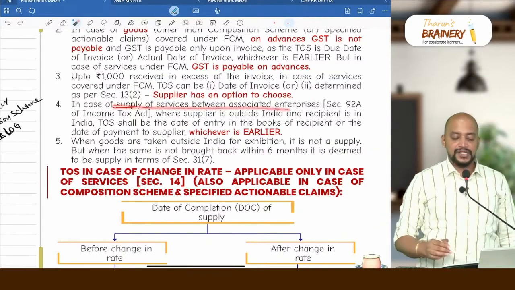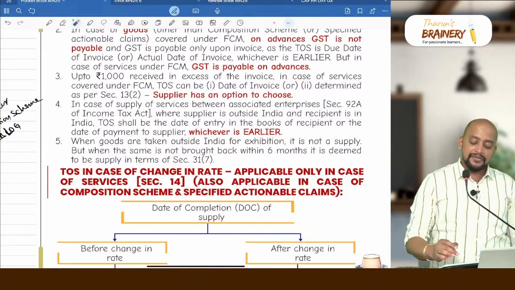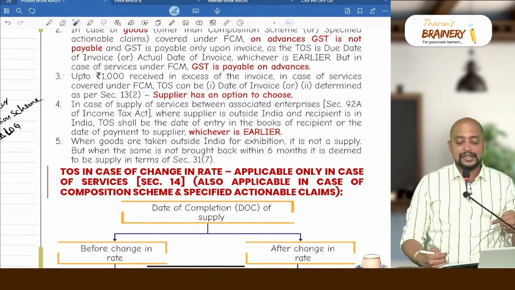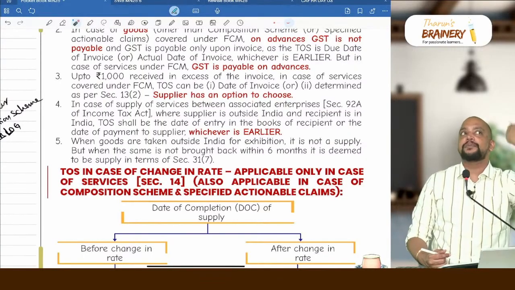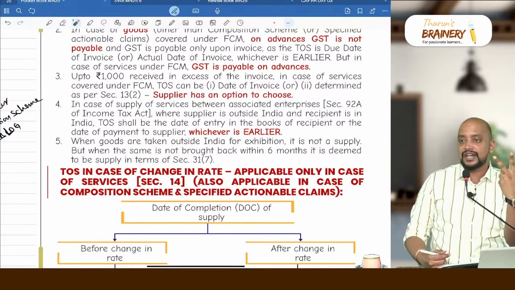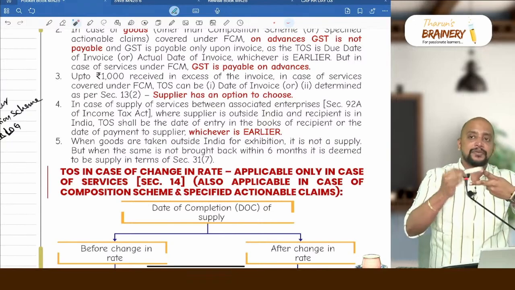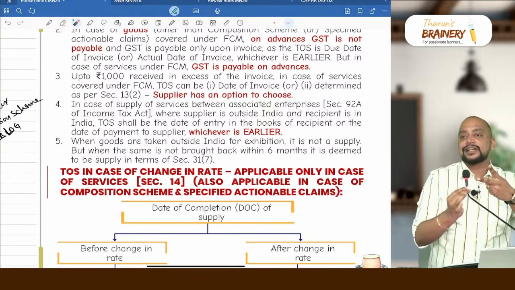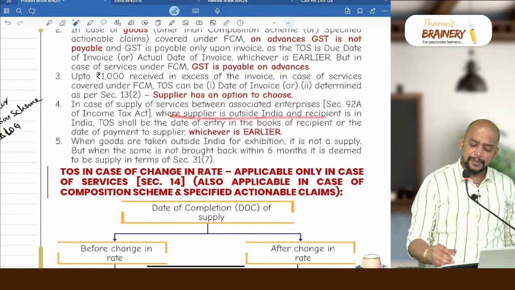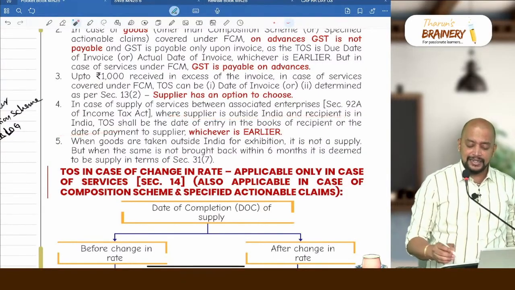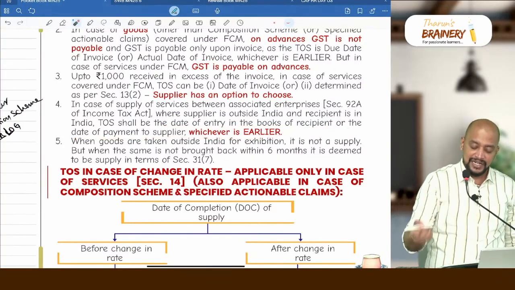Then in case of supply of services between associated enterprises, as per section 92A of Income Tax Act, where the supplier is located outside India and the recipient is located in India, it is an import of services. Usually for import of services, the date on which payment is made to supplier or 61st day from the date of invoice, whichever is earlier should be taken. But in case of associate enterprises, date on which payment is made to supplier same. Instead of 61st day, the date of entry in the books of recipient should be taken. See this. Where the supplier is outside India and the recipient is in India, time of supply shall be date of entry in the books of recipient or the date of payment to supplier, whichever is earlier.